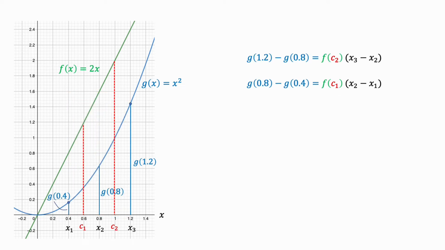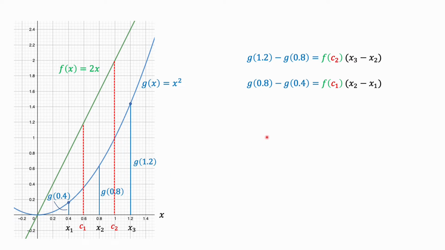So let's apply the mean value theorem at two different intervals. Let's go from 1.2 to 0.8, and then from 0.8 to 0.4. So we have these two intervals. This is one interval, and this is another interval right here.